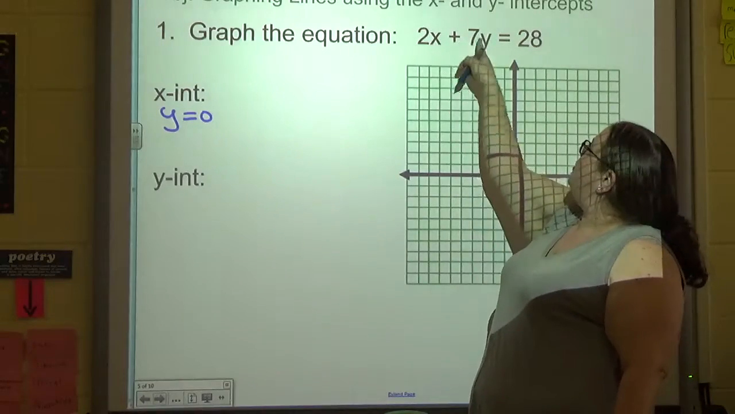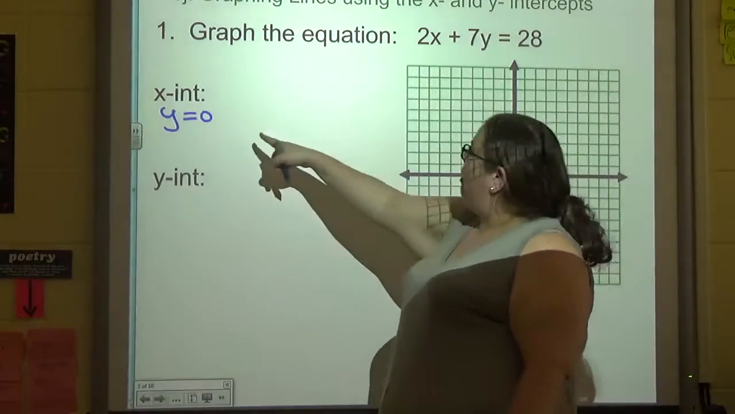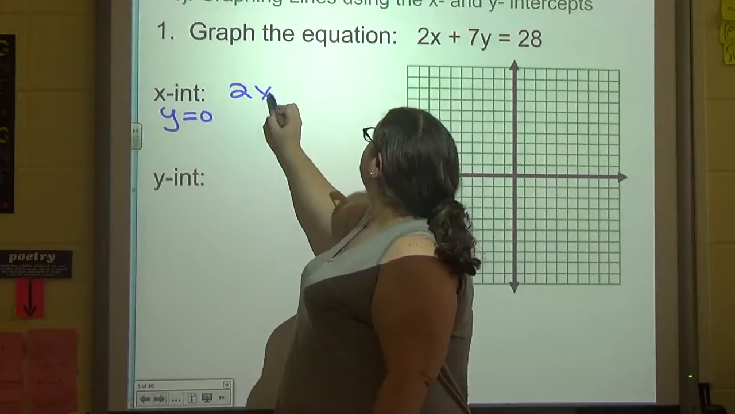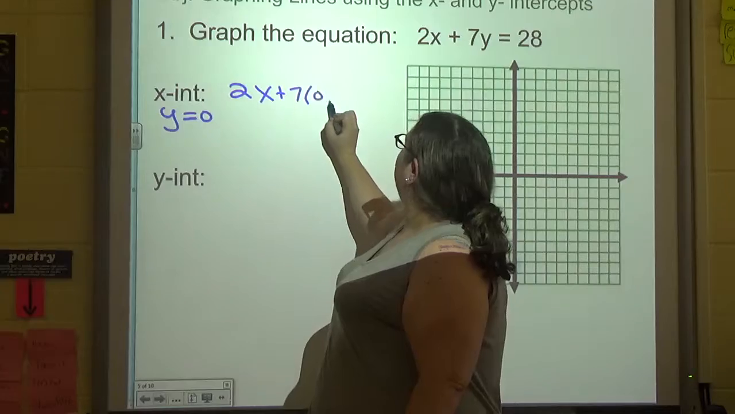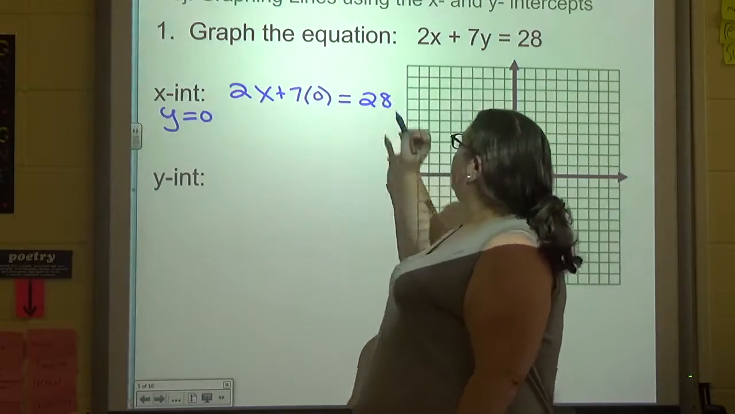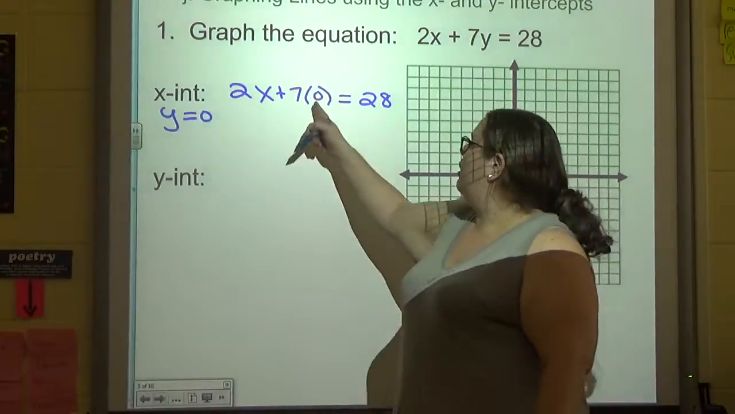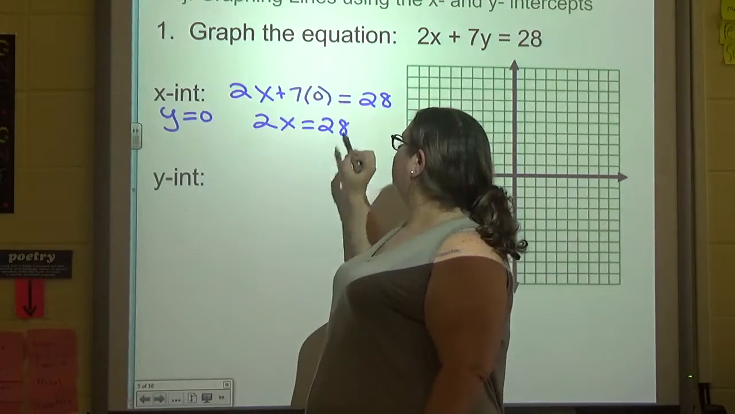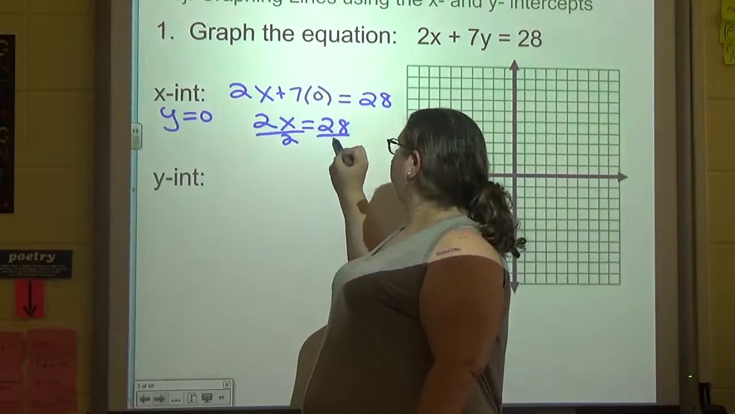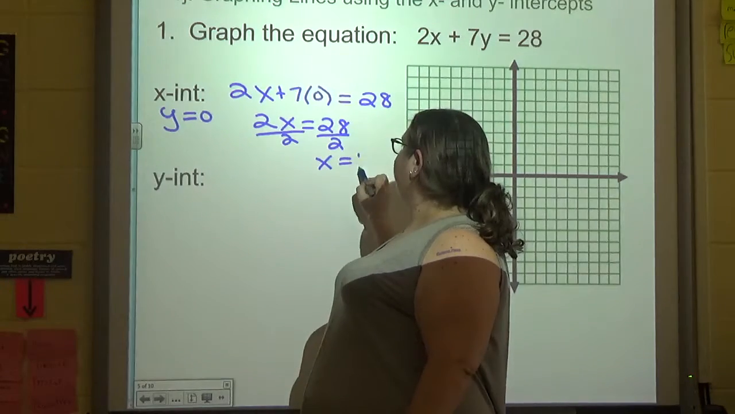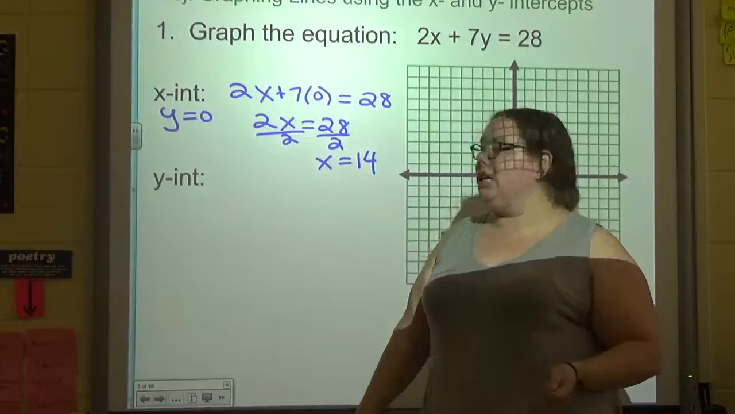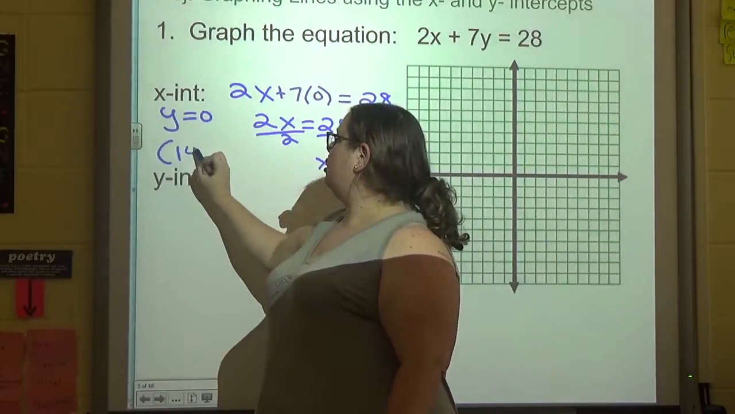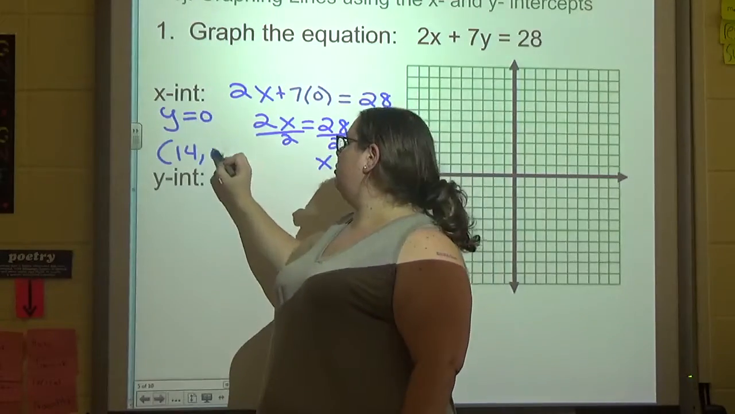Okay, so 2x plus 7y equals 28. I'm going to replace my y value with 0. So 2x plus 7 times 0 equals 28. That becomes 0. 2x equals 28. Divided by 2. x equals 14. So my x-intercept is the x value 14, comma, the y value 0.